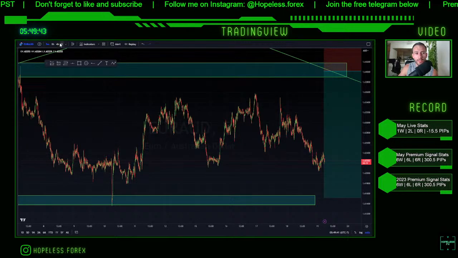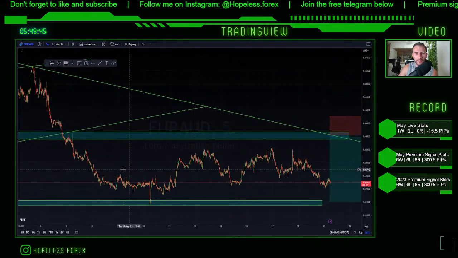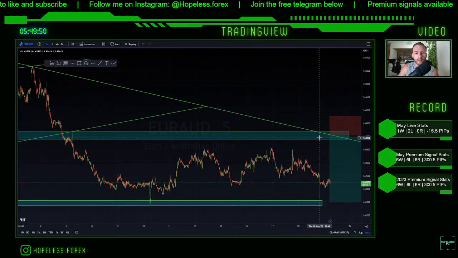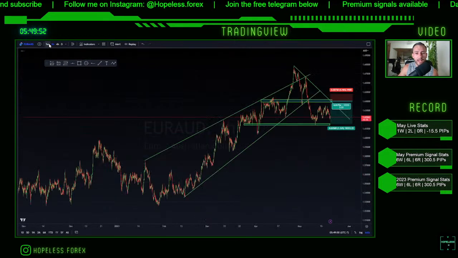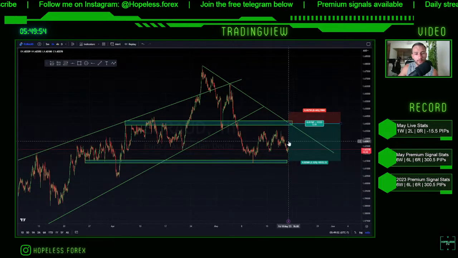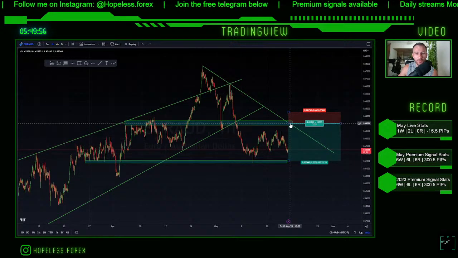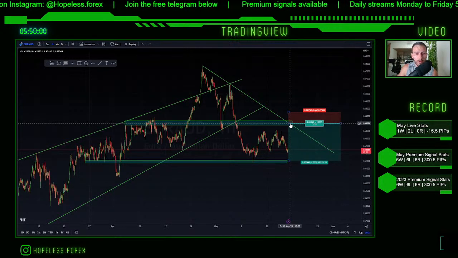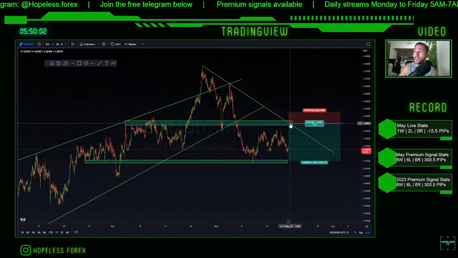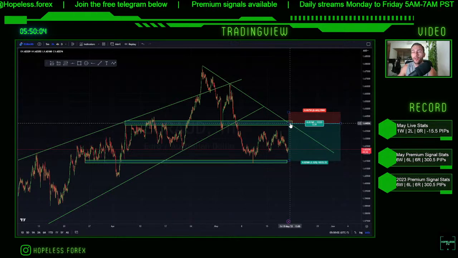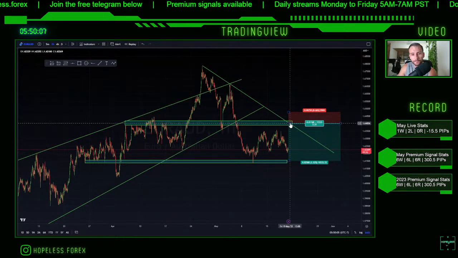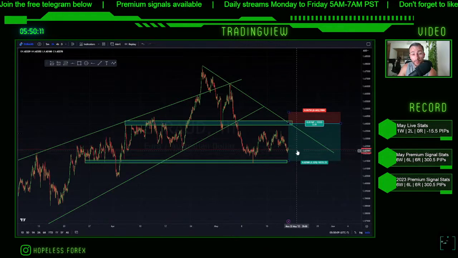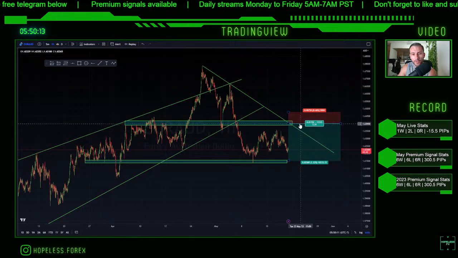EURAUD, this is the one we reviewed earlier. The 5 minutes just kind of going sideways, not much happening. The hourly, again, we're looking at a potential sell if price were to come up here, but again, that's almost 200 pips away. The likelihood of that happening today, not high at all. Maybe sometime next week, but at that point, price action will have broken beyond the trend line.